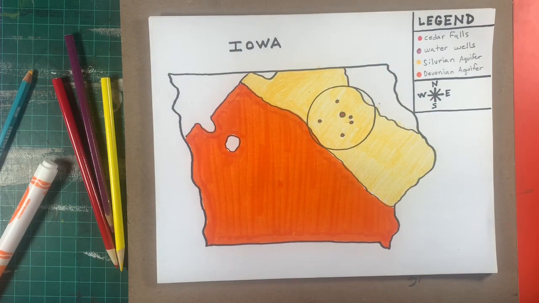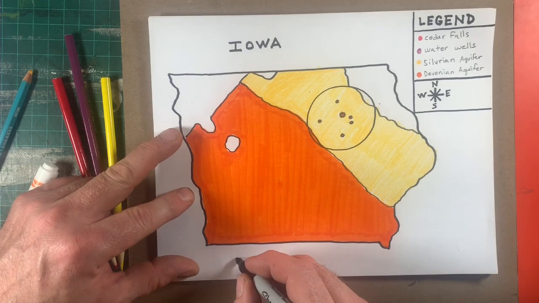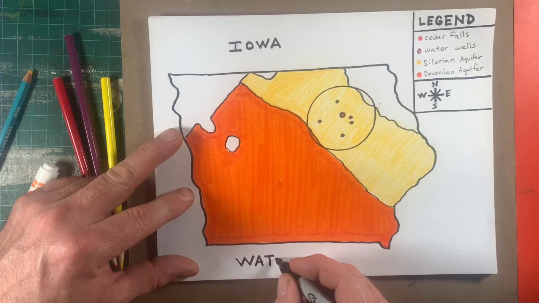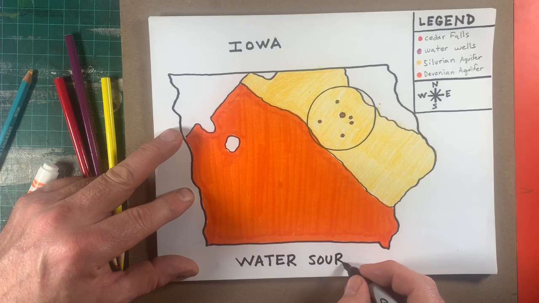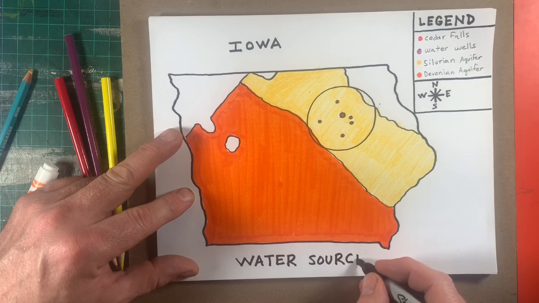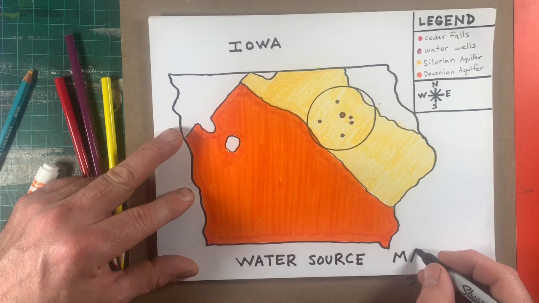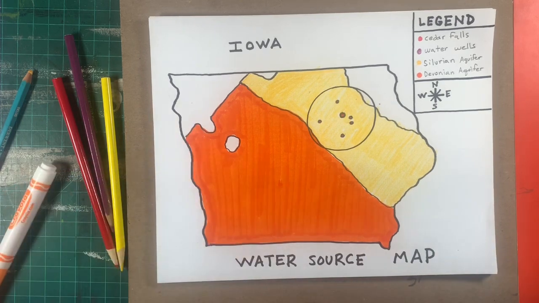All right, so for my map, for my water source area, I'm pretty much done. There's plenty of information here, and I have a legend here which explains the graphic symbols that I've placed on my map. I'm just going to label it one more little label here that says water source map so that we know what we're looking at here.